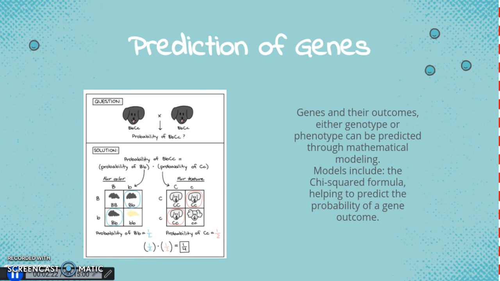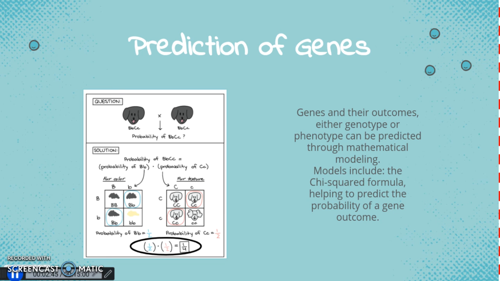And how can we predict genes? Genes and their outcomes, either by genotype or phenotype, can be predicted through mathematical modeling, and most notably we use what is called the chi-squared formula, which helps to predict the probability of a gene outcome. And so here you can see in our diagram that we are predicting the probability of the color of a Labrador's coat and the texture of such.